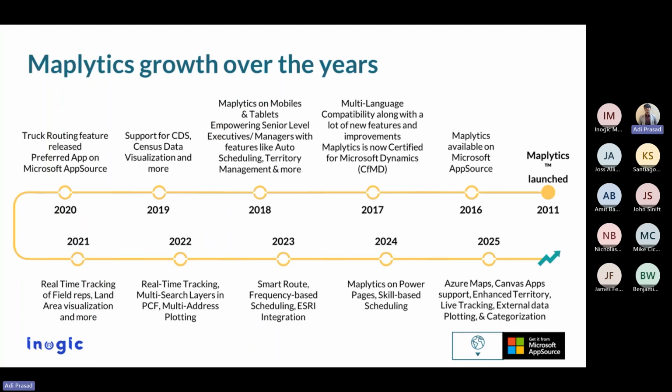So Maplytics basically started as a store locator application and it has evolved very slowly and gradually over the years by adding multi-language support for CDS, truck routing feature, smart routing, and so on. And as of 2025, we have also integrated AI in our system along with Azure Map, Canvas apps, and so on.